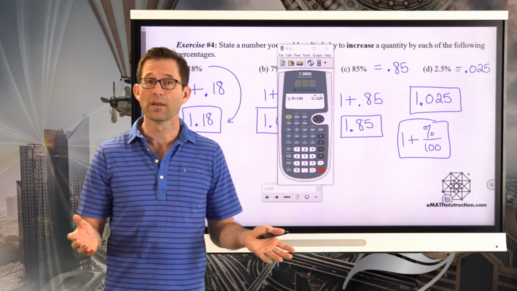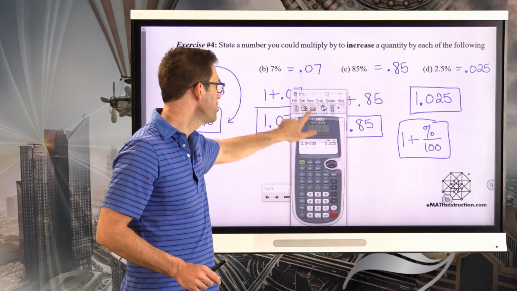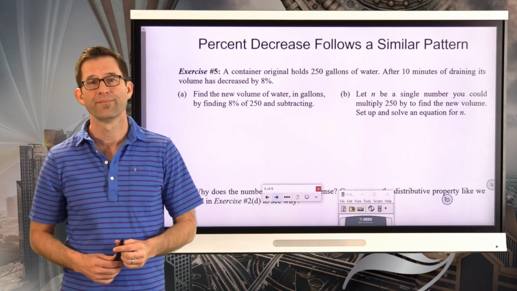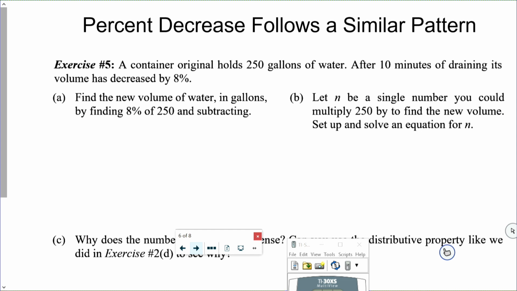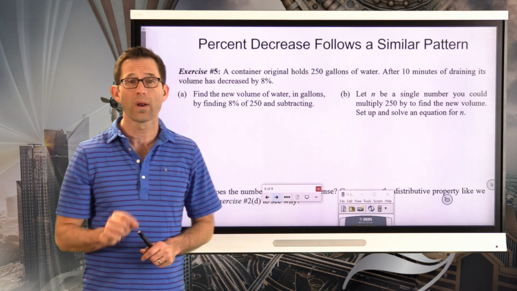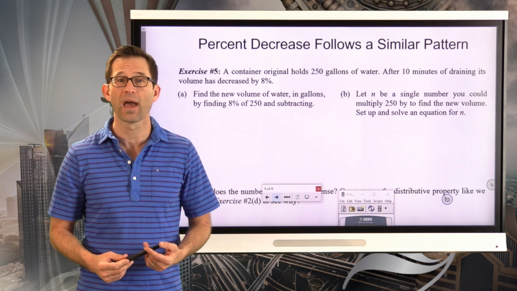Now, that's percent increase. What about percent decrease? That gets a little bit more challenging, but you should be able to understand it exactly the same way. So let's take a look at that. Exercise number 5. A container originally holds 250 gallons of water. After 10 minutes of draining, its volume has decreased by 8%. Letter A, find the new volume of water in gallons by finding 8% of 250 and subtracting. Now we have a subtraction process going on because we're decreasing. So go ahead and do letter A, find the new volume of water after you've decreased the 250 gallons by 8%.